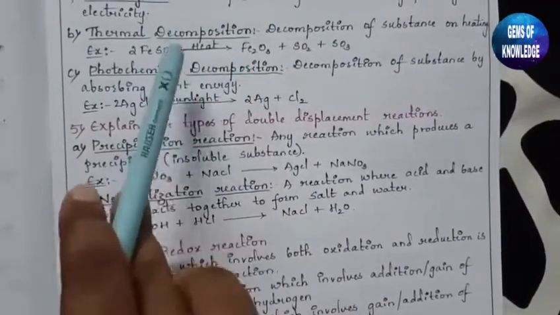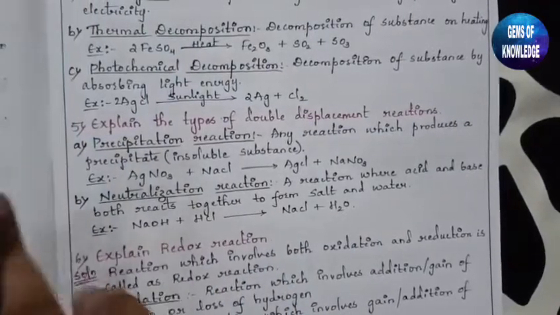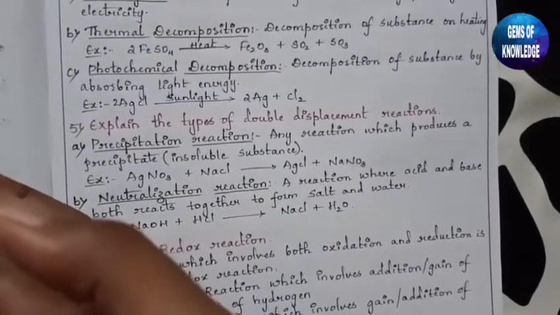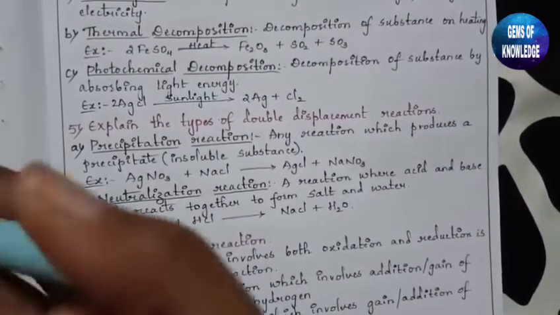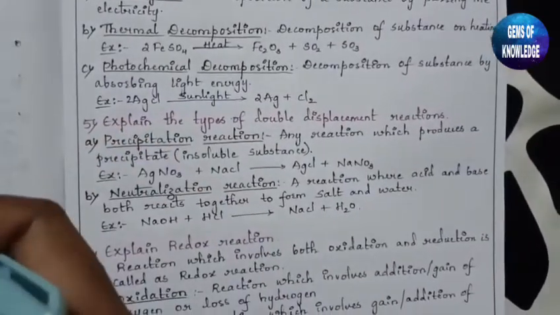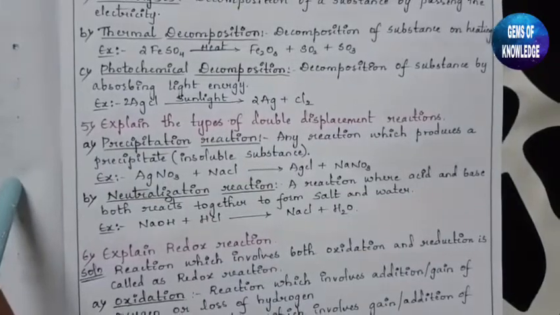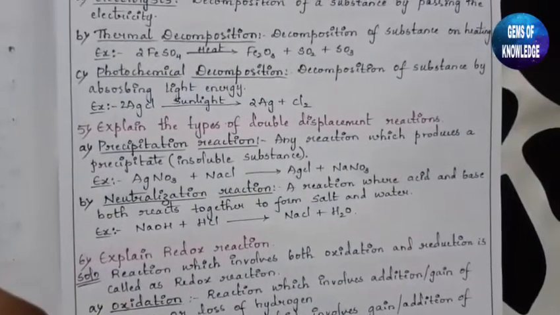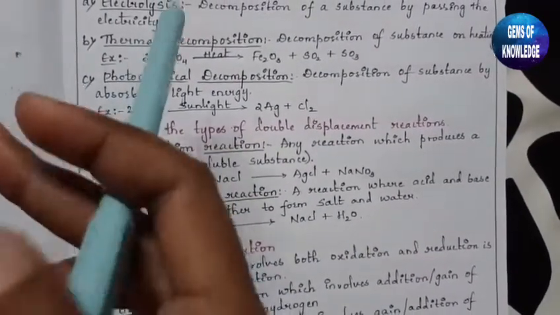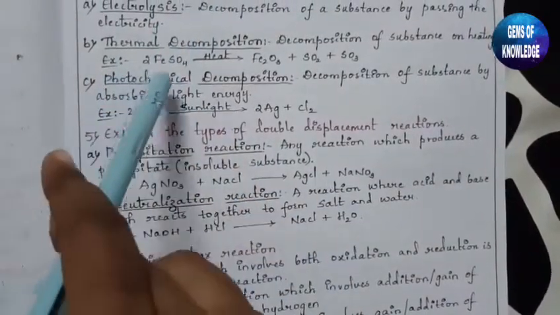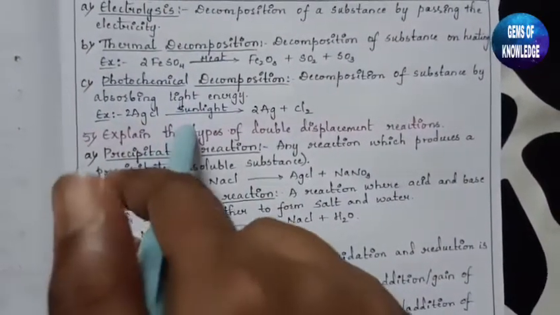So here two types of questions can be asked. You have to mention the types of decomposition reaction with examples, or they may also ask you to write the decomposition reaction equations where it deals with electrolysis, then heat, and also sunlight.